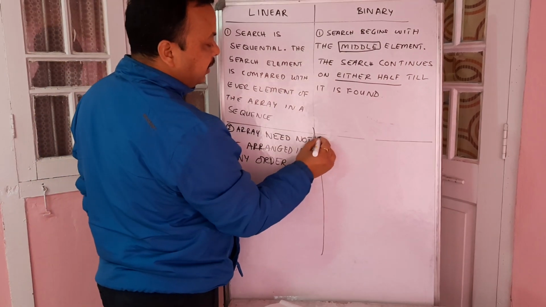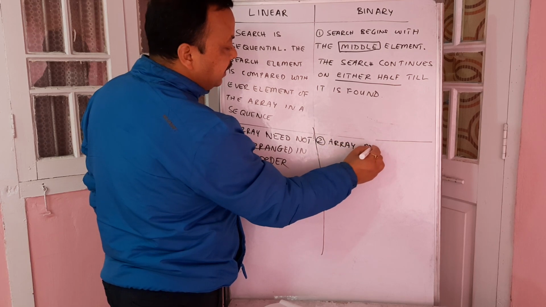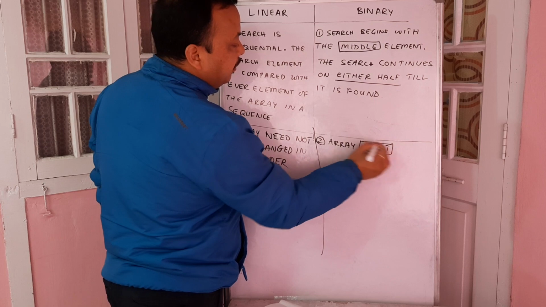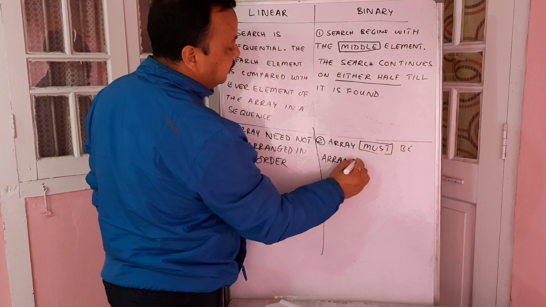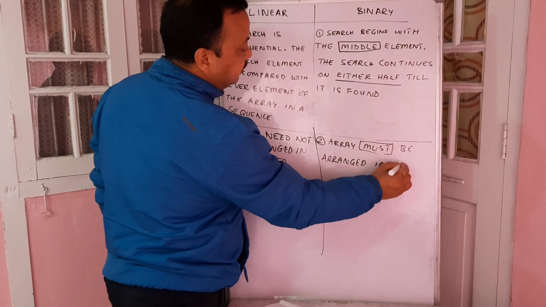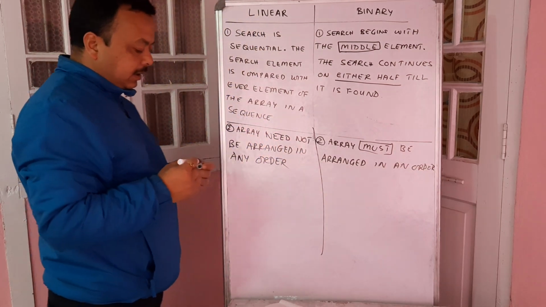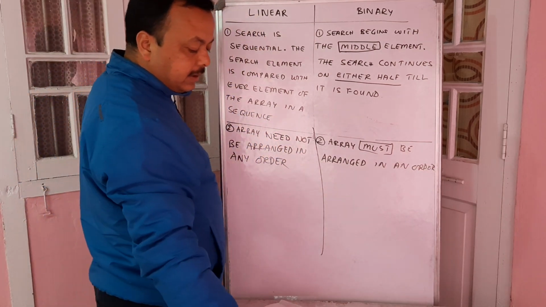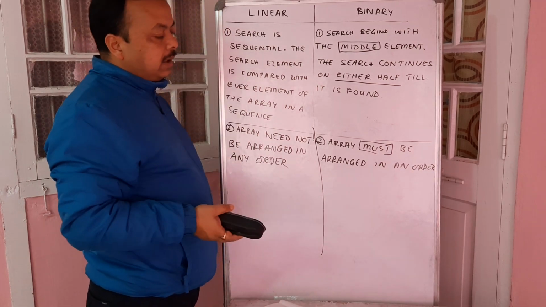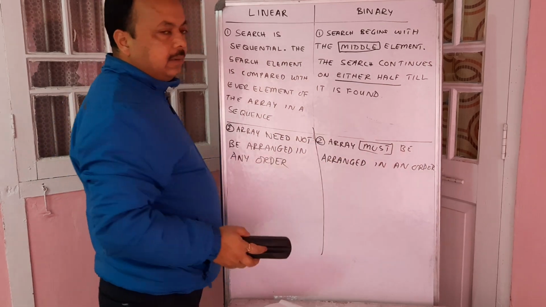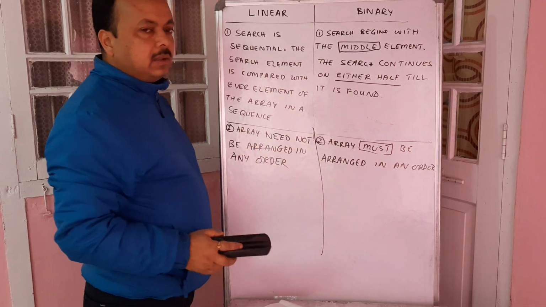Binary search, point number 2, is array must be arranged in an order. So you have to sort it. In my previous videos, you will find sequential sort and binary sort, bubble sort, sorry. Those will help you to arrange your elements in a particular order. Once they are in an order, only then can you perform the binary search.